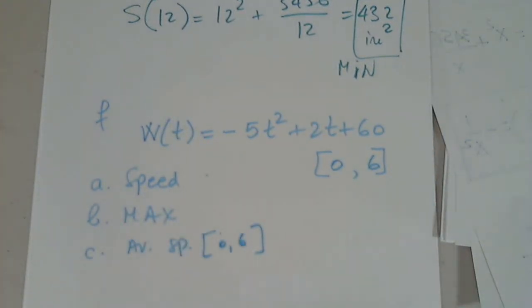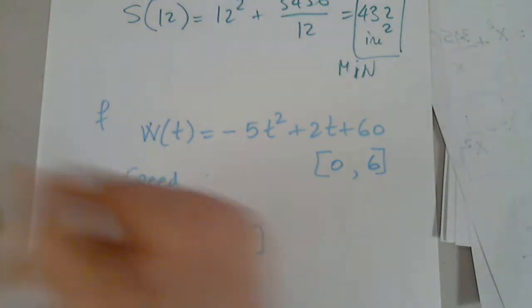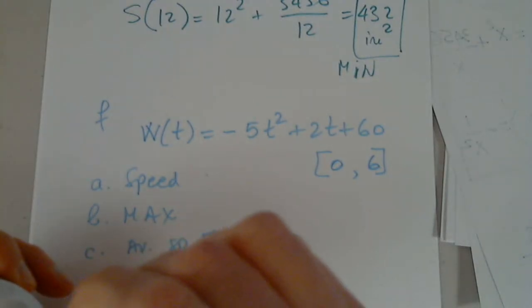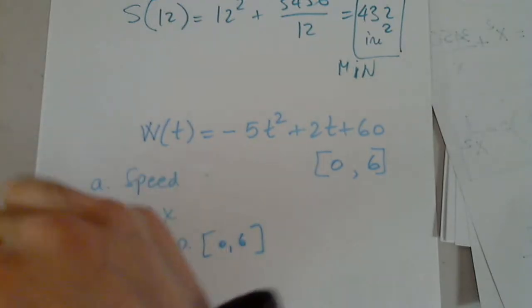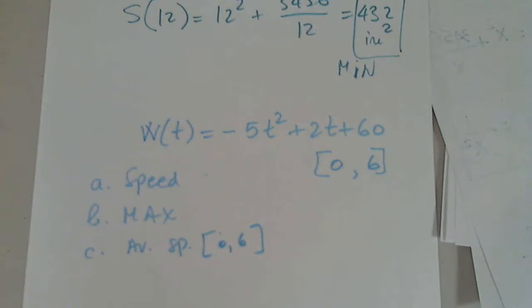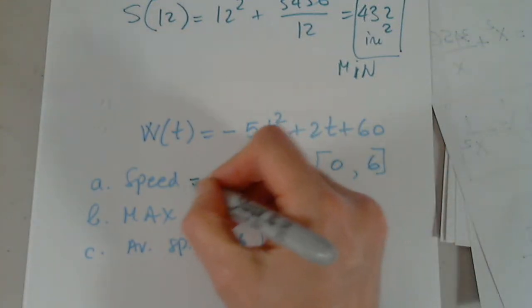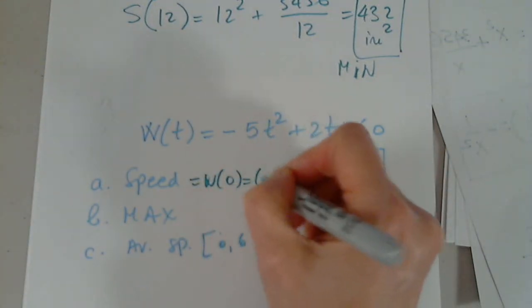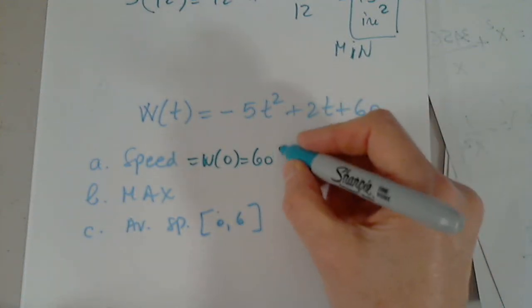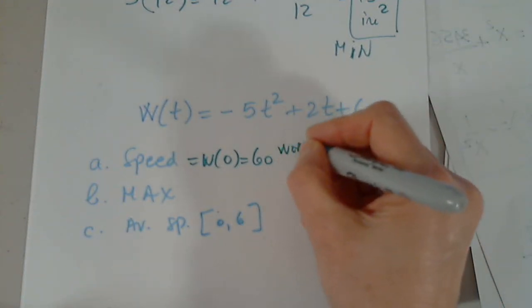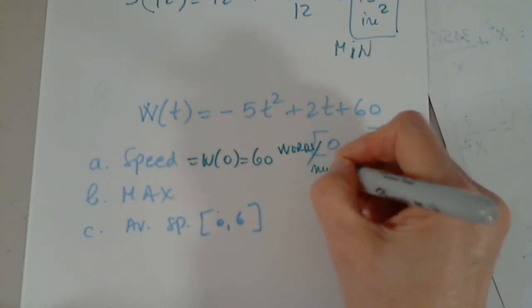Let's clarify one thing about part A. What are we asked again? To find the speed initially. Yeah, find the speed at the beginning of the interval, which is 60. So that will be W of 0, which is 60. And it's measured in, is it feet per second? Words per minute. Of course, you said that.